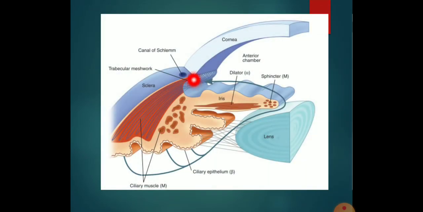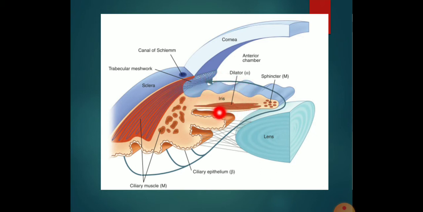Now when we look at this, we are seeing there is a canal of Schlemm, which is present here in the sclera. This part is the trabecular meshwork, and here there are certain kinds of pores through which there's a chance of drainage of aqueous humor. It is done properly in a person who has normal intraocular pressure.